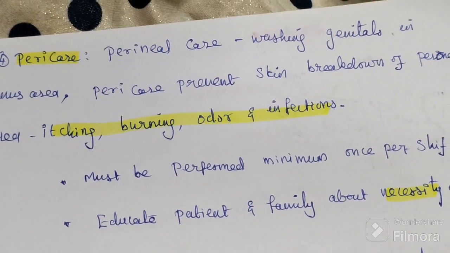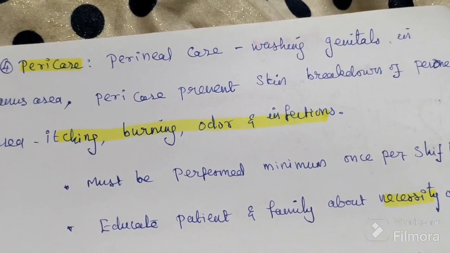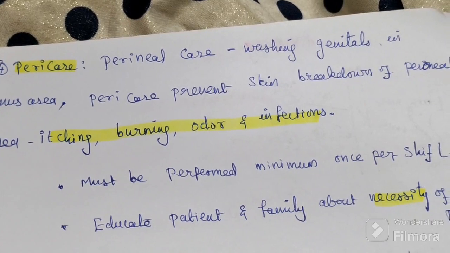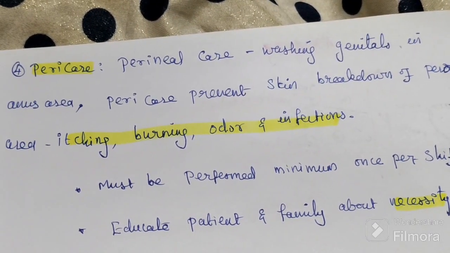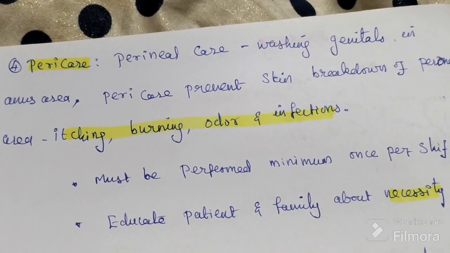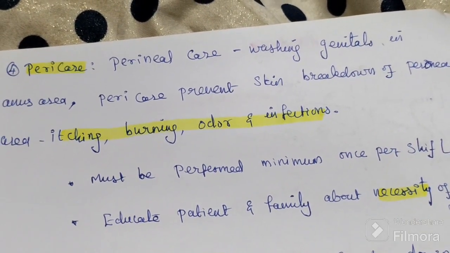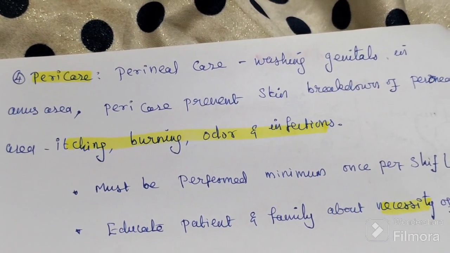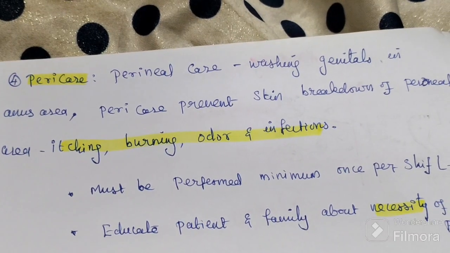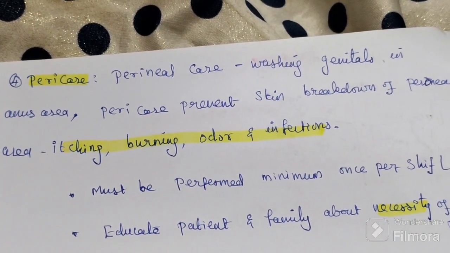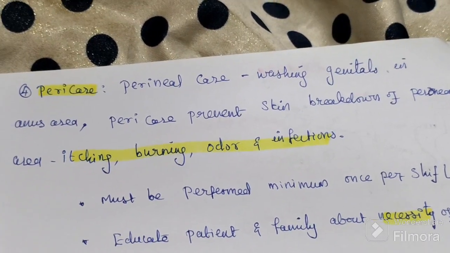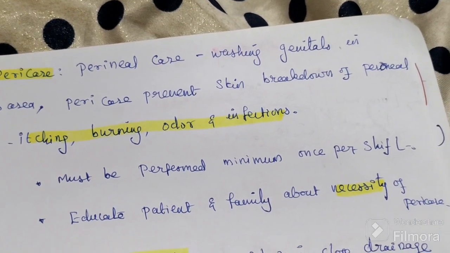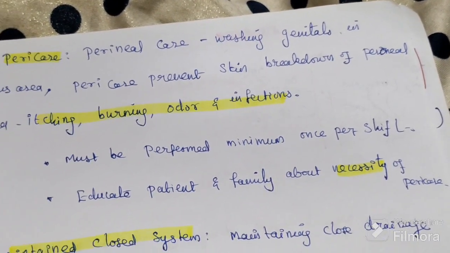Fourth intervention or management, we have pericare. First, let's define it. Perineal care is usually called pericare. It means washing the genital and anus area. Pericare can be done during a bath or as a separate procedure. Pericare prevents skin breakdown of the perineal area, itching, burning, odor and inflammation.